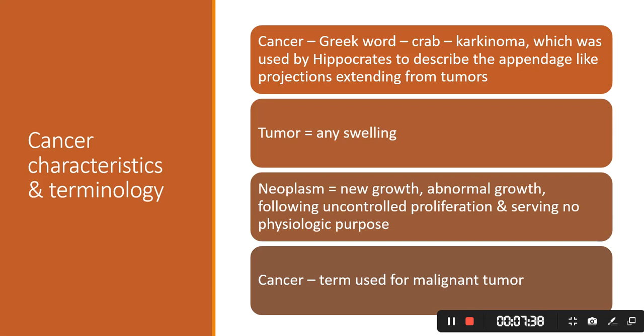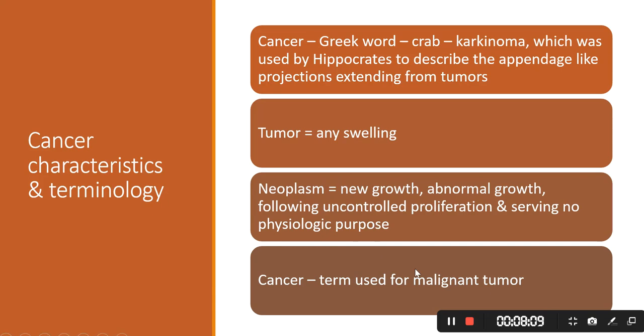When we speak of cancer, it is generally used for malignant tumors, those tumors that spread. Tumor is used for any kind of swelling, benign or malignant. But when we say cancer, it is used for malignancy. Neoplasm means a new growth, any abnormal new growth following uncontrolled proliferation and serving no physiological purpose. So any growth, benign or malignant, is called a neoplasm. Cancer is a term used for malignant tumor.